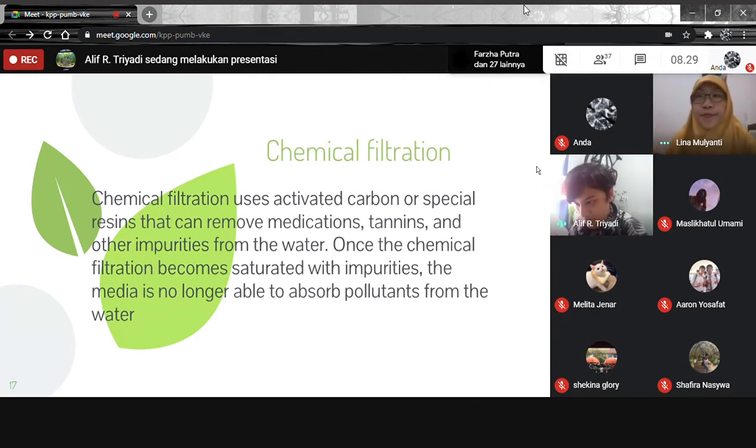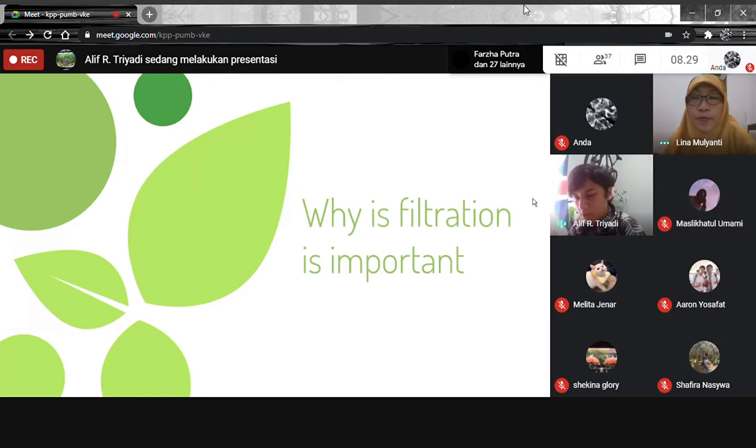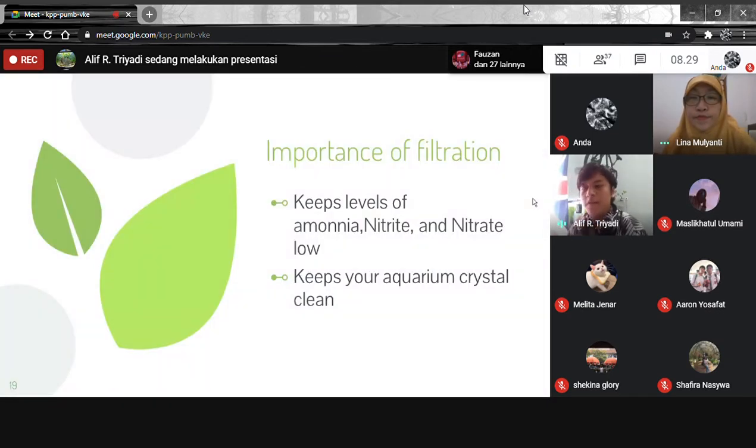Right. Now, next, why is filtration important? Again, it keeps the level of ammonia, nitrate, and nitrite low. Keeps your aquarium crystal clean. The thing is, without ammonia, nitrate, or nitrite, your fish will live happily and healthily. Some fish couldn't even live with one part per million nitrate inside the aquarium. And also, who doesn't like a clear aquarium? A clear aquarium makes your fish look like gemstones in the sky. Makes your aquarium very lively and healthy. Who wouldn't want that? Okay, next.